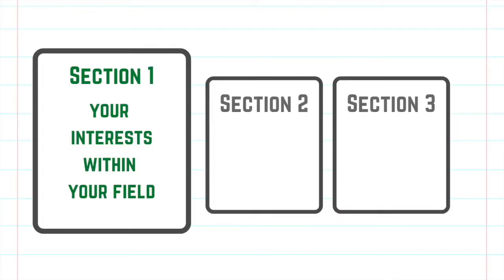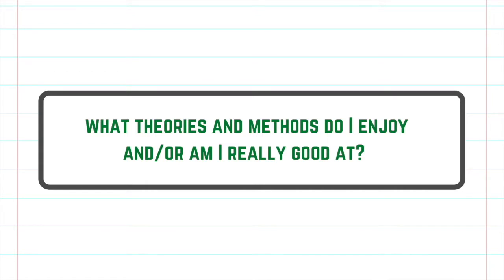In this first section, we are going to brainstorm what our interests are within our field. So you can ask yourself, what theories and methods do you really enjoy within your program? Or what theories and methods are you really good at? For me, for instance, that could be power relations or materiality, and I really enjoy doing field work, but that could be completely different for you, and you're just going to write everything that you find interesting within your program. Take a few minutes to write as many ideas down as possible. Be as detailed as possible so it's not an overall topic.